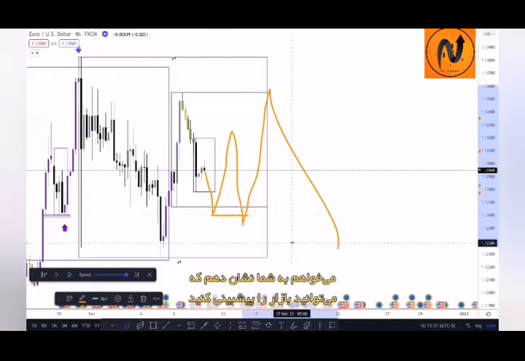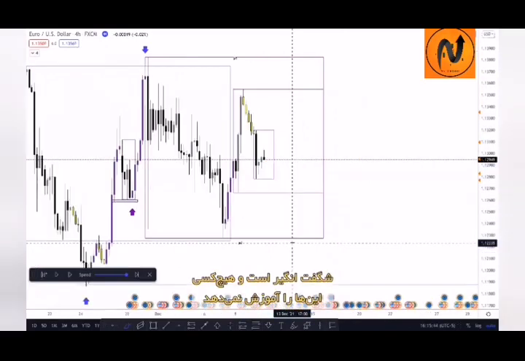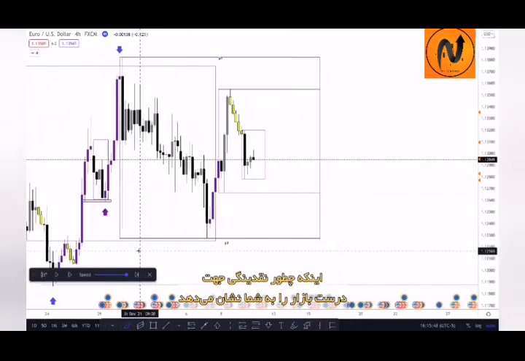I'm going to show you that you can literally predict markets just by understanding where the liquidity is. It's amazing how no one is teaching this, how liquidity is showing you the true direction of the market.